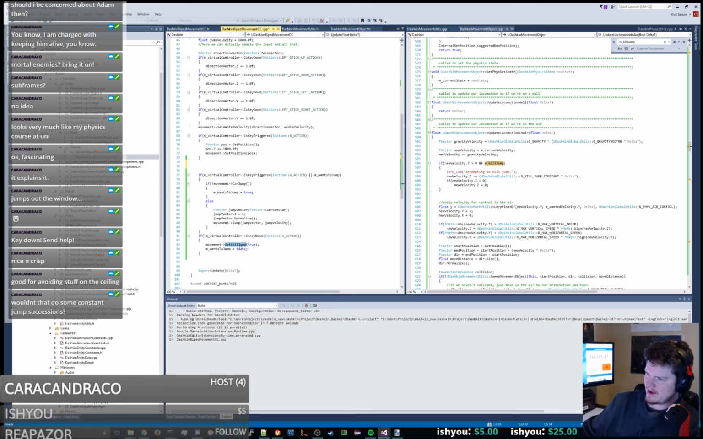Yes, it would. I need to set wants to jump to false right here. And that'll make it so if you actually were successfully able to jump, then you're going to have to trigger that A key again.